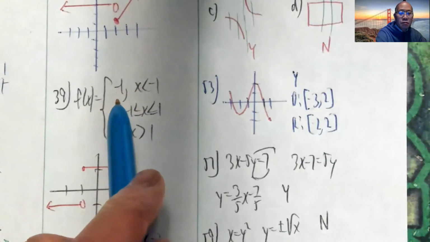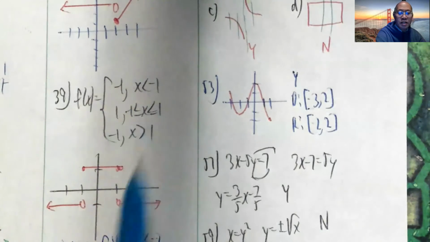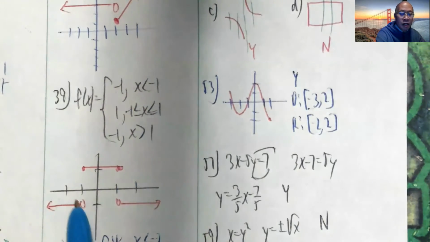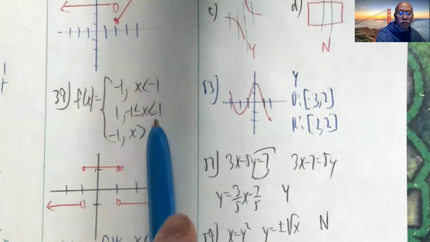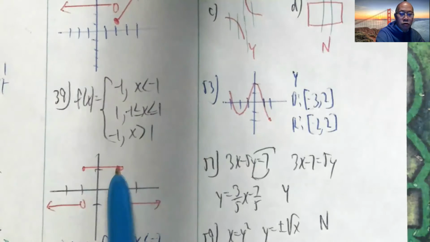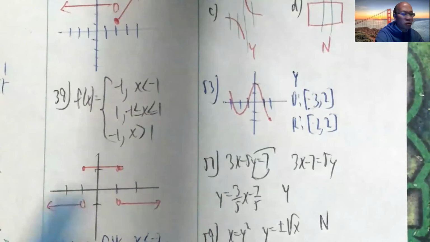39. These are constant functions. So constantly negative 1 if x is less than negative 1, not counting negative 1. So horizontal line there. It jumps up to 1 between -1 and 1, including -1 and 1. So closed circle, and then jumps down to -1 for x greater than 1. Open circle, close, close, open, open.